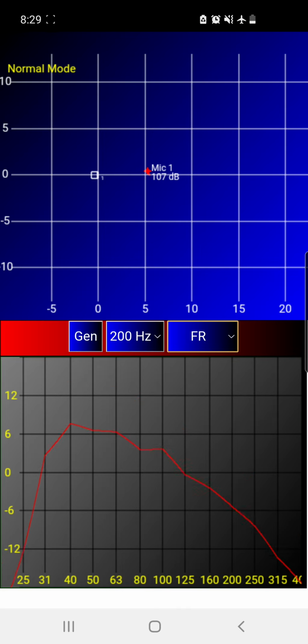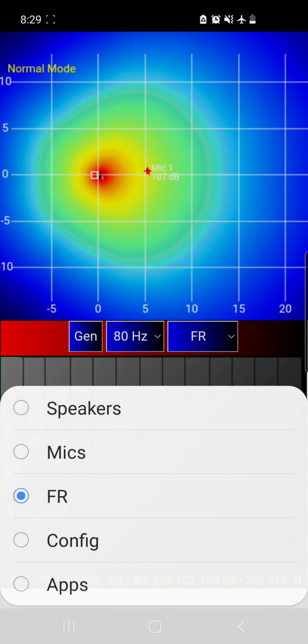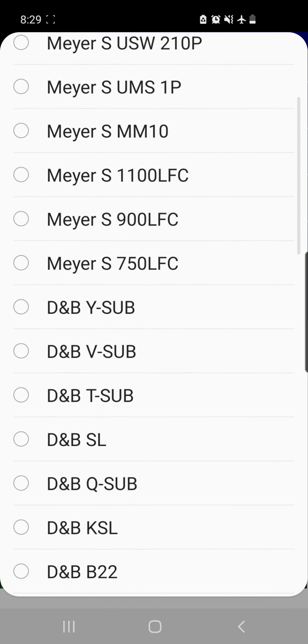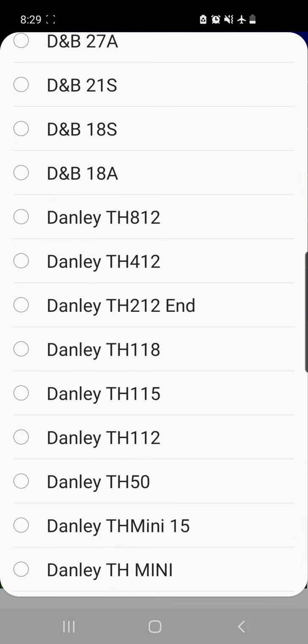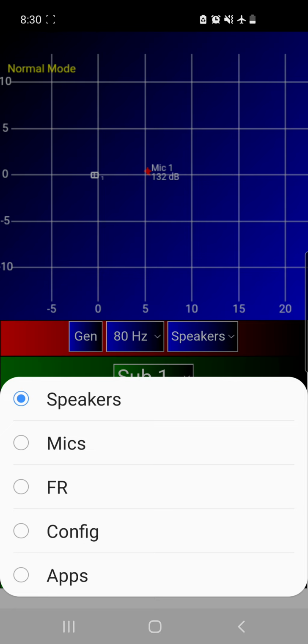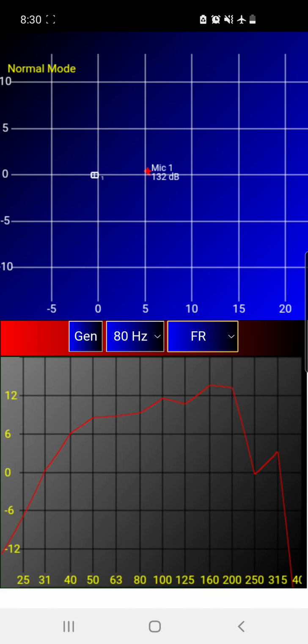Always remember that the frequency response is absolutely relative. I can touch it and put it wherever I want. This is a relative scale. So, getting back to the models, here I'm going to choose, for example, real models. For example, the Danley TH118, and we will see that it has a more realistic frequency response. In fact, these are real frequency responses that I took from the manufacturers.